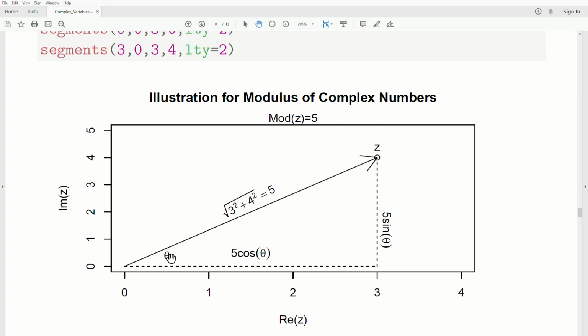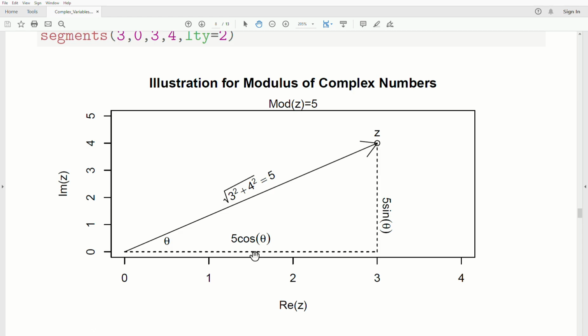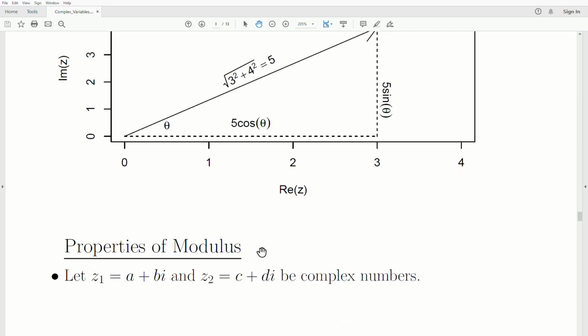Now, if this angle is theta, then instead of calling this distance y, we can call it 5 sine of theta. And this distance, instead of calling it 3 or x, we can call it 5 times the cosine of theta. And that's really the topic of the next video.